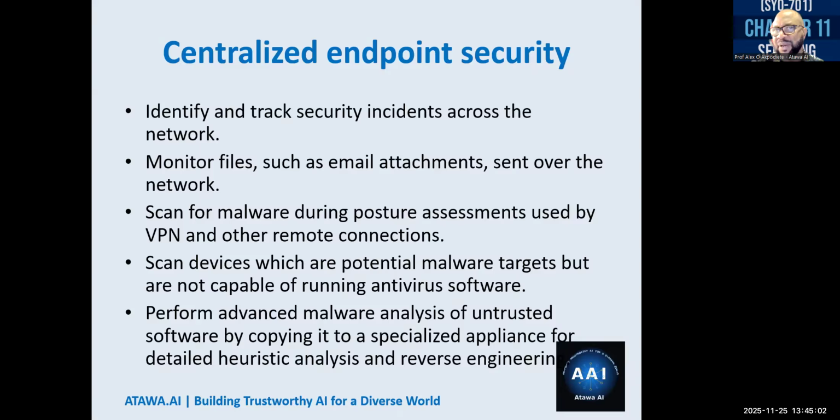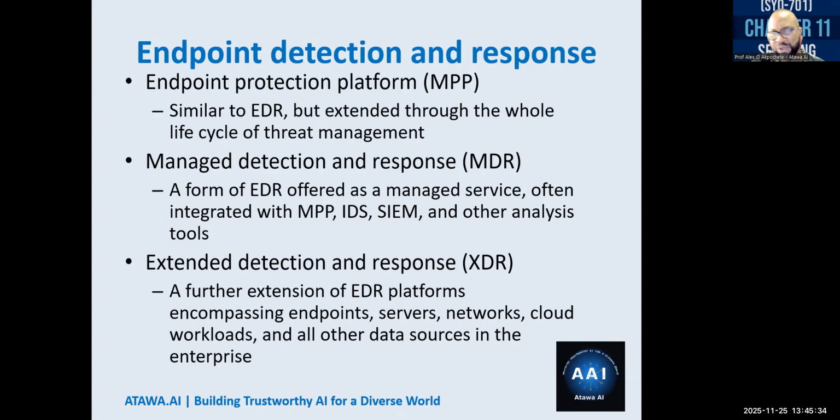But there's also a benefit to having centralized endpoint security. This way, I can identify and track what is happening across my network. This will monitor email attachments that I send over my network. You can scan for malware, like when we are trying to check our VPN or remote connections. You also look for potential malware targets, and of course, do what's called advanced malware analysis on your system. So there's a benefit to having it not just on your endpoint, but more like having it centralized.